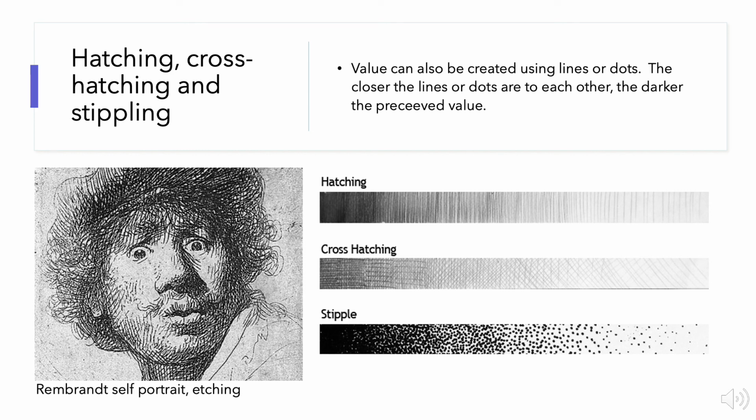This image is an example of a self-portrait created by Rembrandt that uses hatching and cross-hatching techniques. In our assignment this week, we will practice creating value with hatching, cross-hatching, and stippling. These activities will help you be a more efficient artist and convey three-dimensional space more effectively.